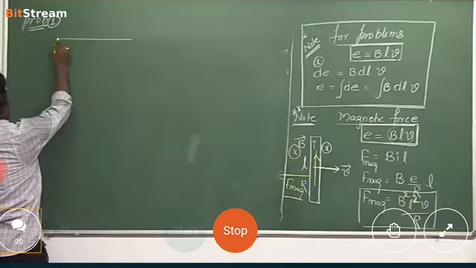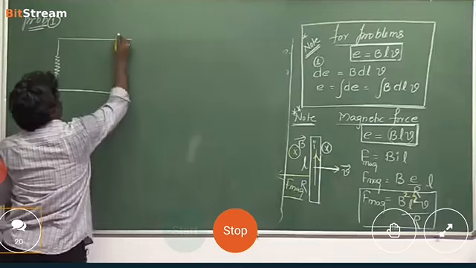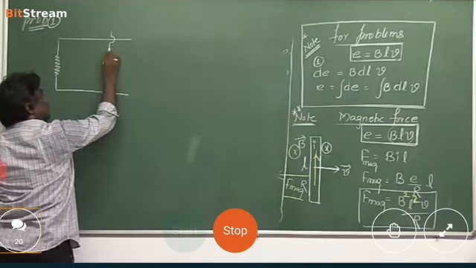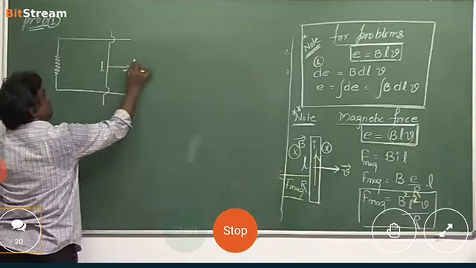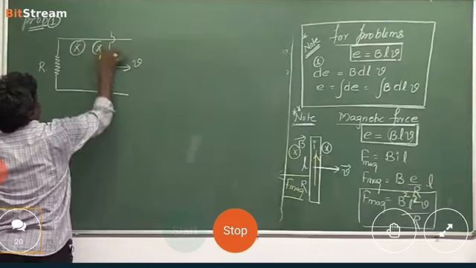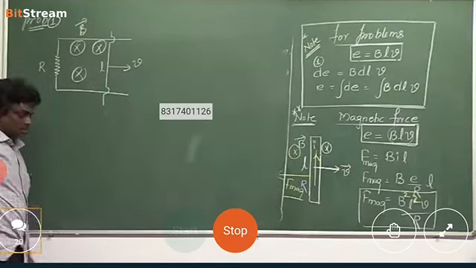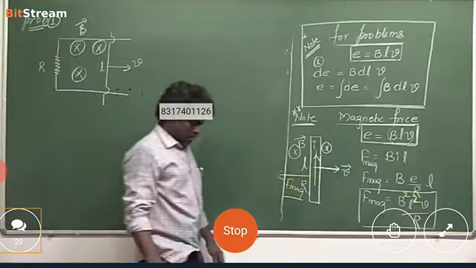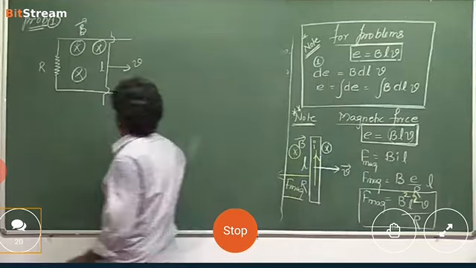Now here we have two parallel rails, and there is a conductor rod of length L moving with velocity V, and this is the resistance, and this is the original magnetic field. Now we have to see what is the current direction and everything. Ready?